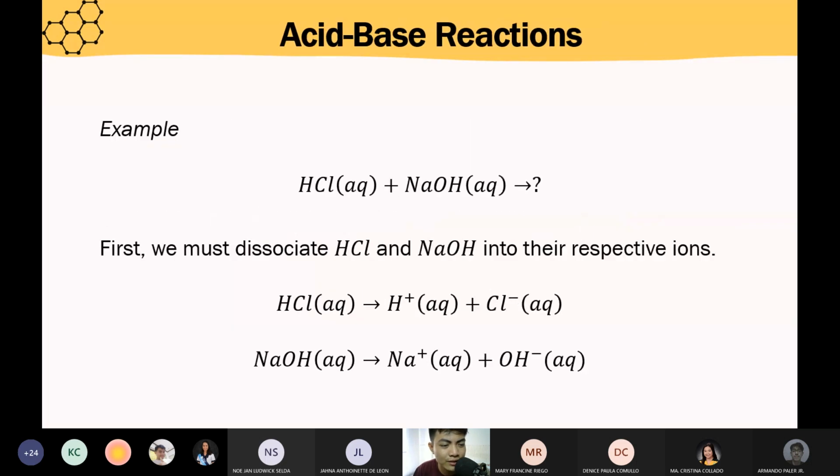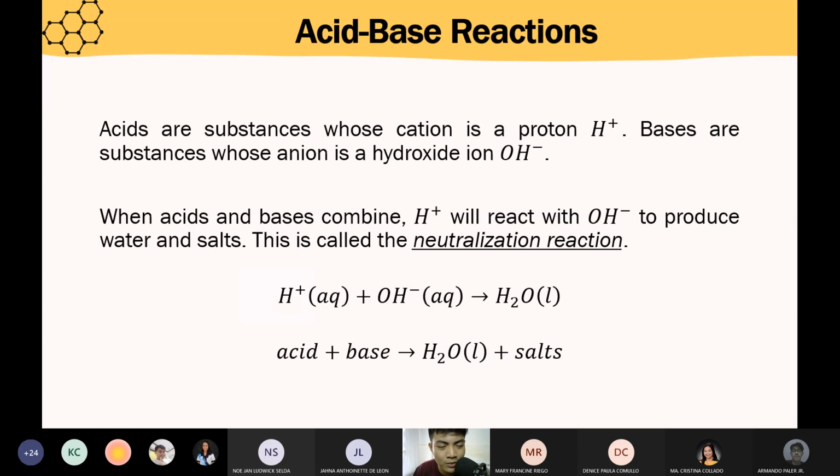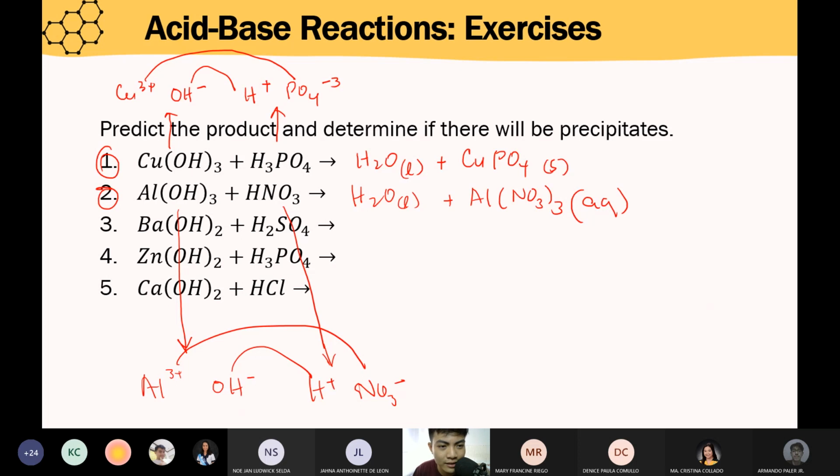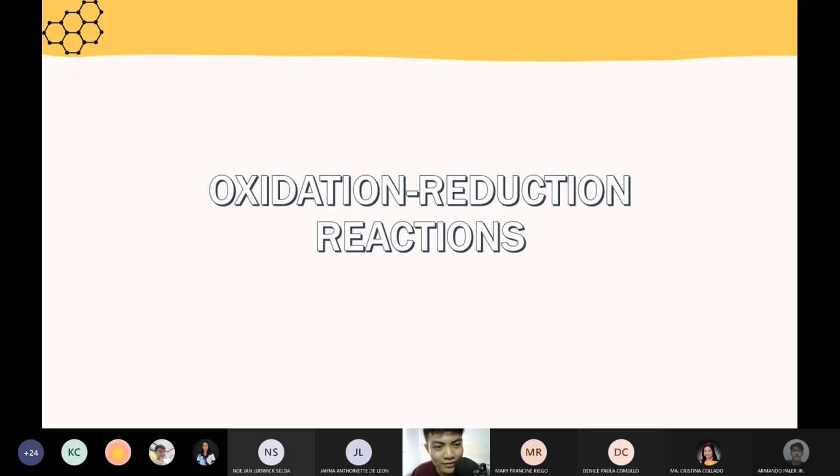Acid-base reaction, that's just the reaction between acids, H plus, and bases, OH minus. Okay? And those ions produce water. Okay? And salt. And sometimes yung salt natin, they could be precipitates as well. Okay? So that ends our lesson for today. No? So I hope na you learned something.